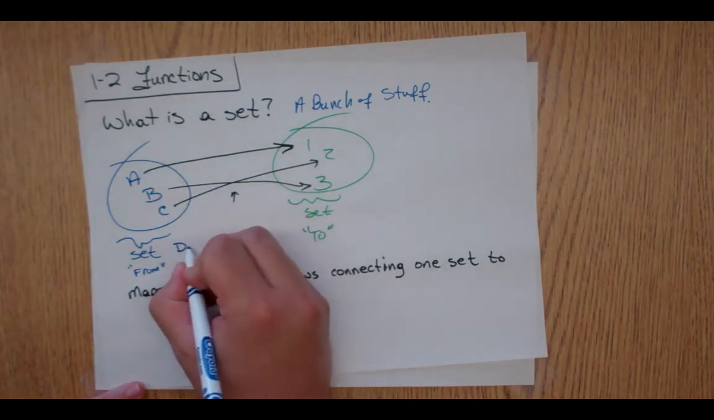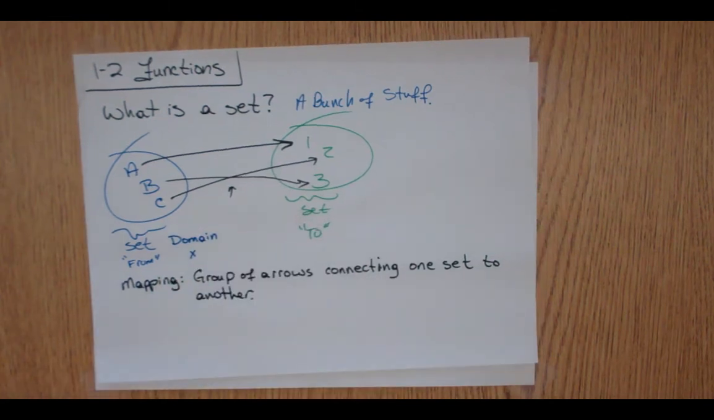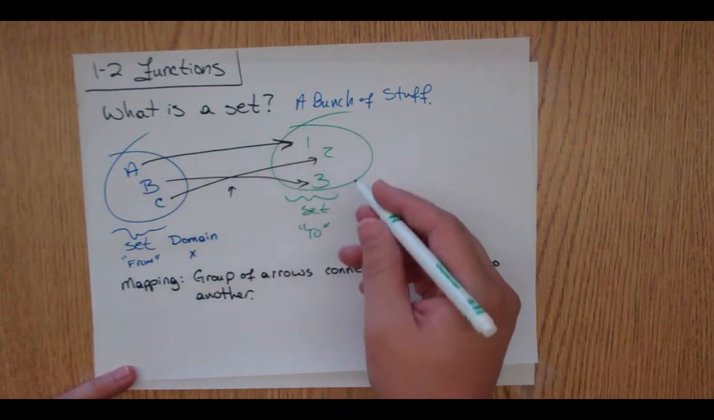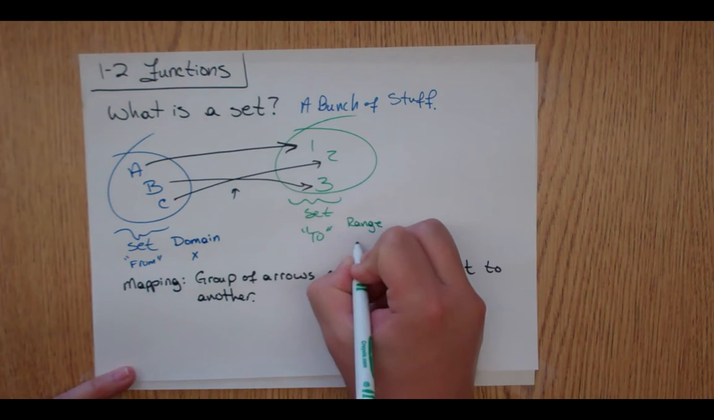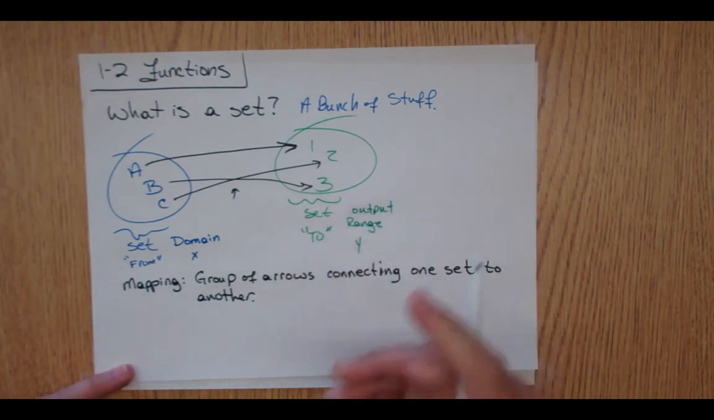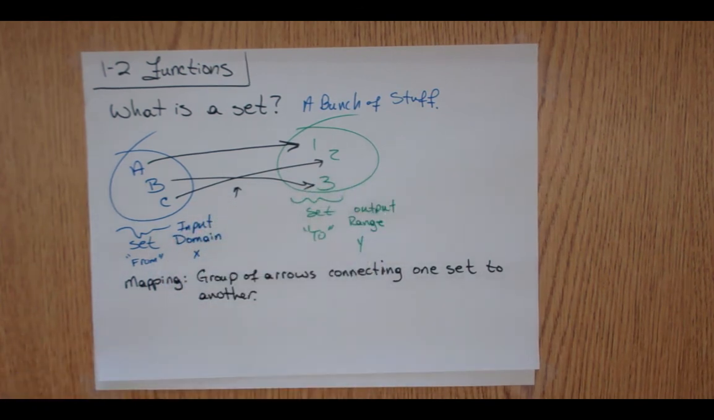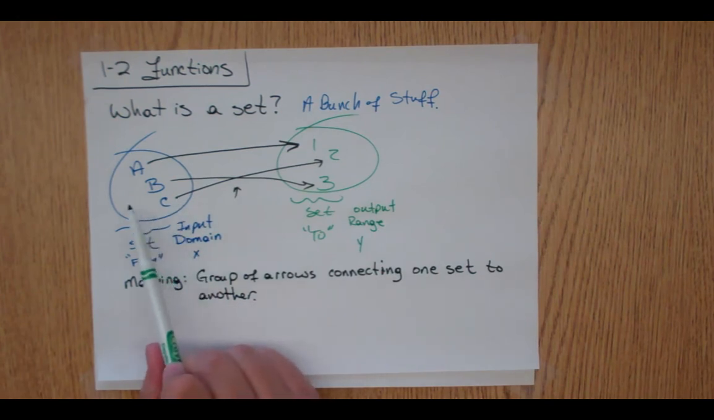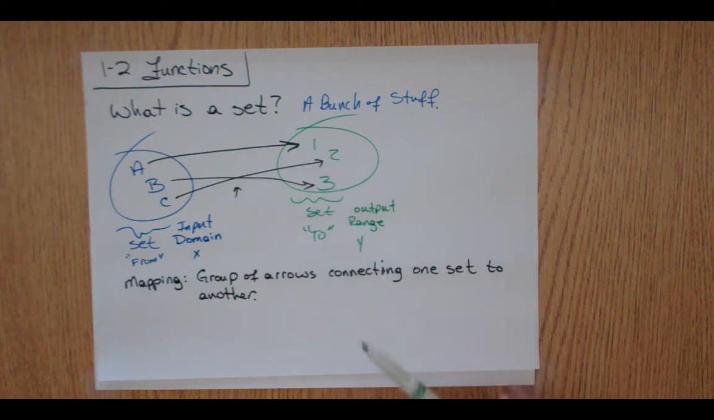Since we started here, we went from this set. This is also our domain, which will be represented by X. And since we went to this set, this is our outputs. That means this is our range, or our Y values. So this is our output and our input. Very important to remember that. Your from set is your input, your domain, or X, and your set you're going to is your output, your range, or your Y.